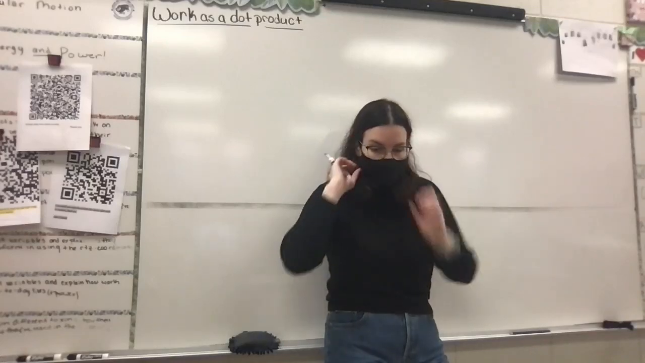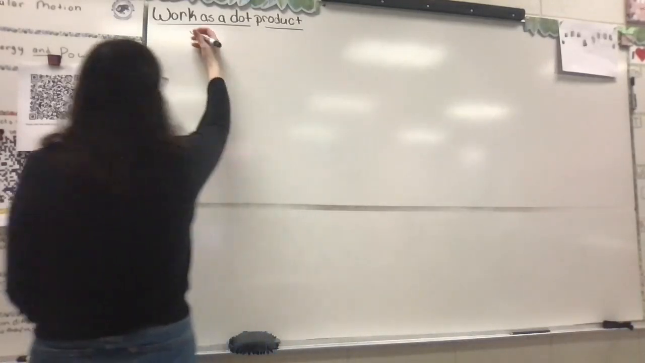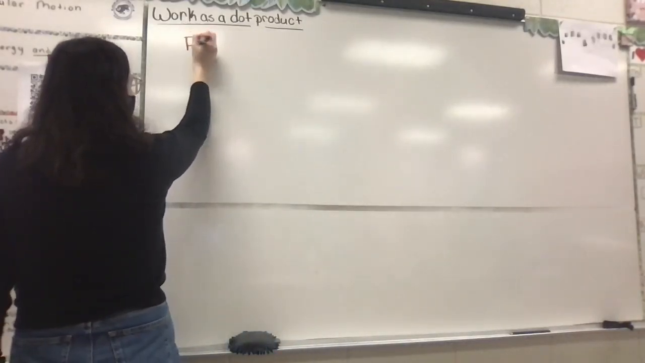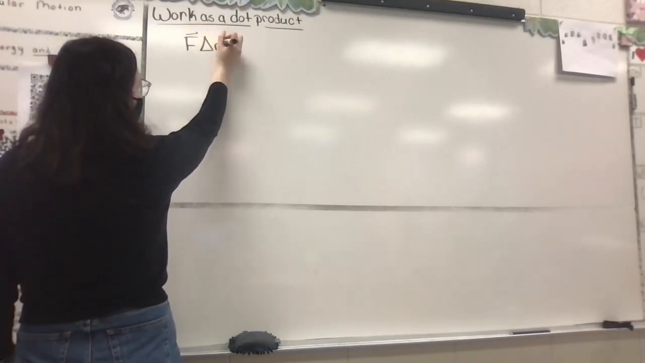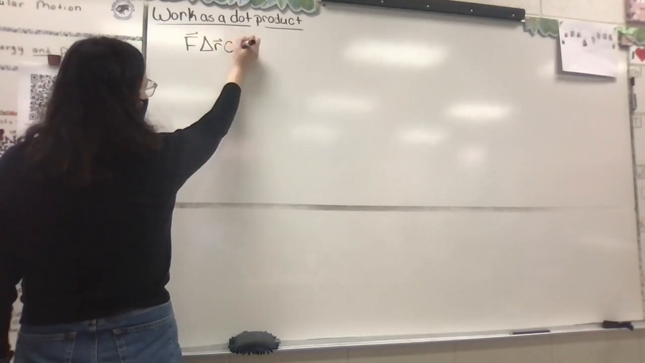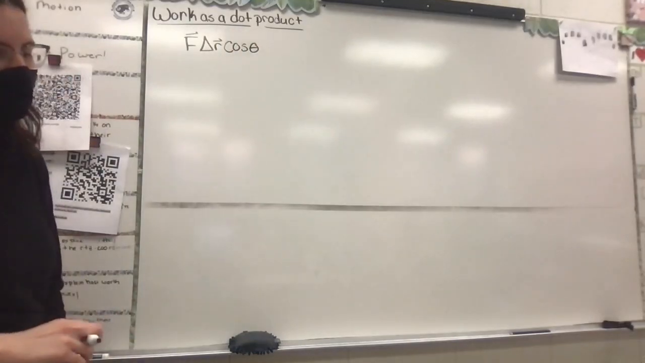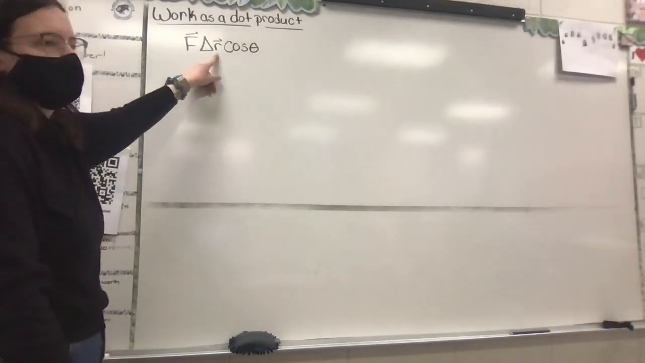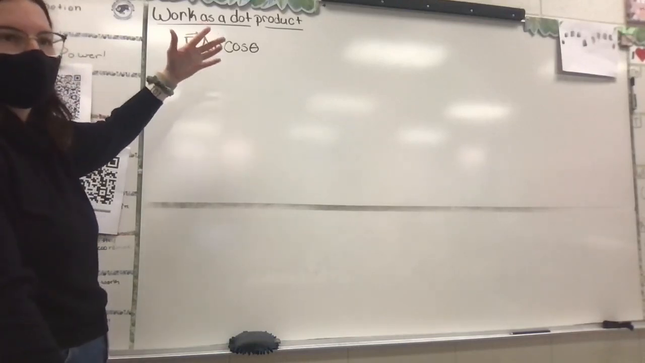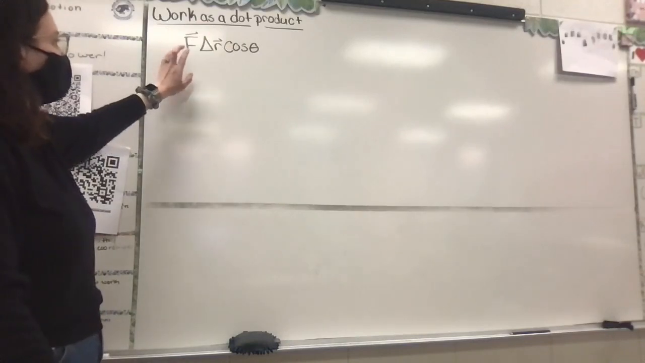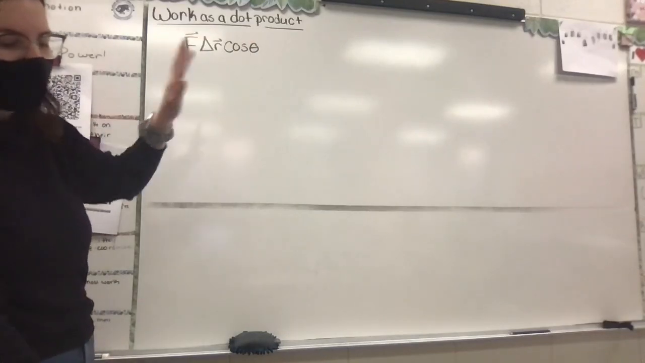Okay, so work as a dot product. We just learned the other day that work is force times a change in direction times cosine of an angle, right? You can put R here, you can put S here, you can put X here, you can put Y here, whatever will make you know that that's a distance. So force times change in distance times cosine of theta. That is what we learned.